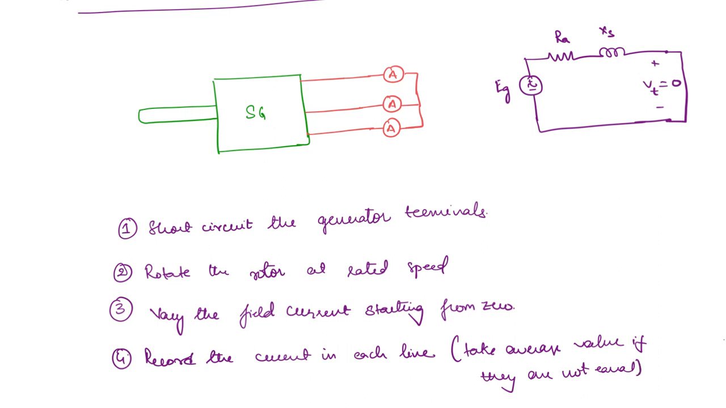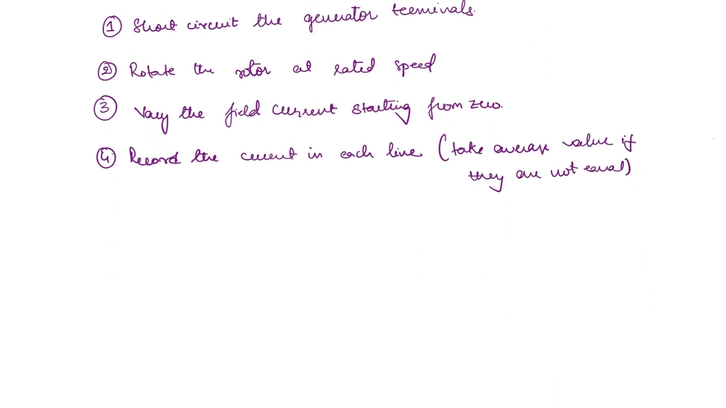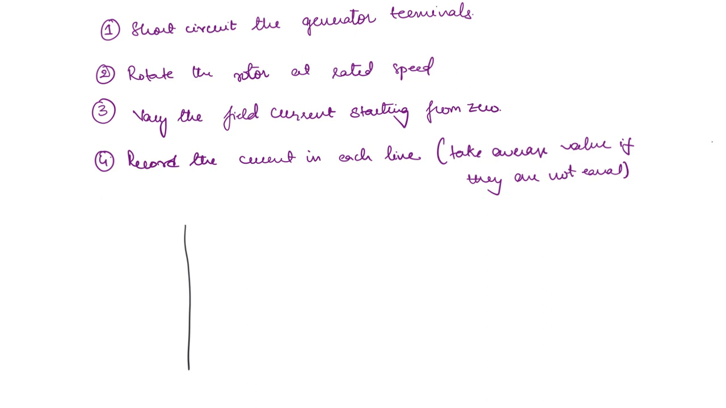But one important thing here is we don't actually need many values compared to the open circuit characteristic. Why is that? Because the short circuit characteristic will be a straight line. We will see why that is the case as well. First we will draw the characteristic. This is the field current and this is the armature current. Then this is going to be simply a straight line. This is the short circuit characteristic.